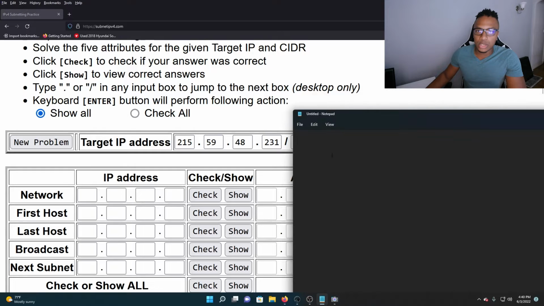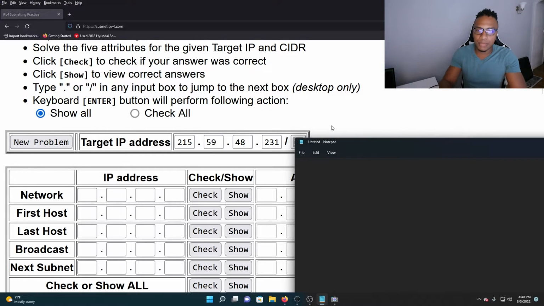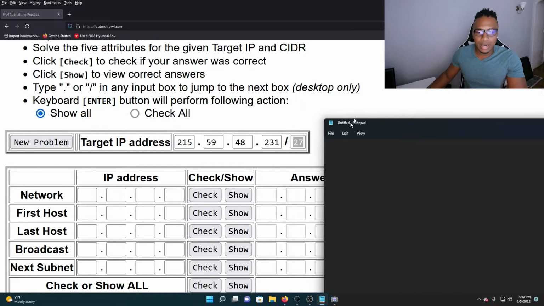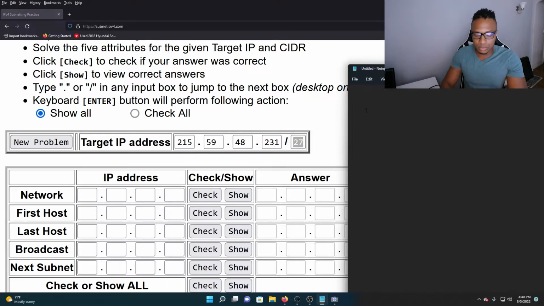Pretty much when you subnet, when you do stuff like this, you have to write out the IP address in binary. I don't feel like doing that math, to be honest. Damn, I'm going to have to do it.